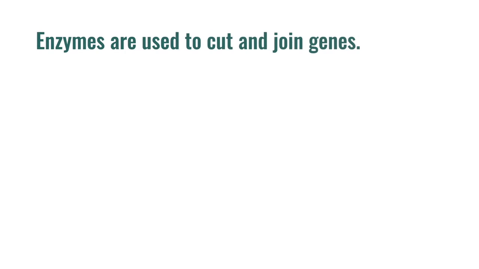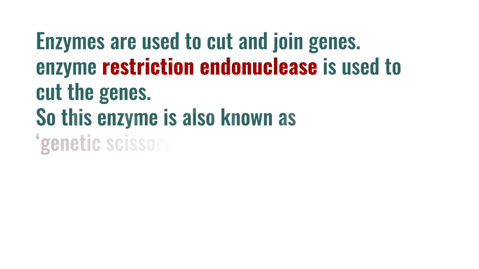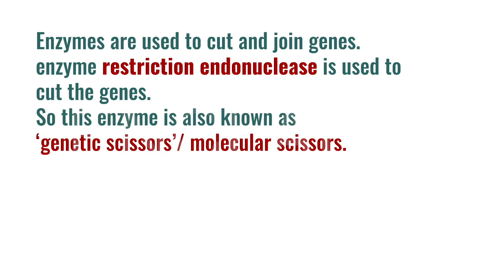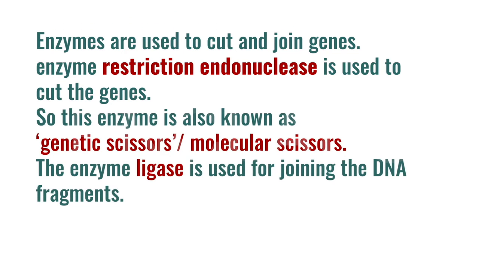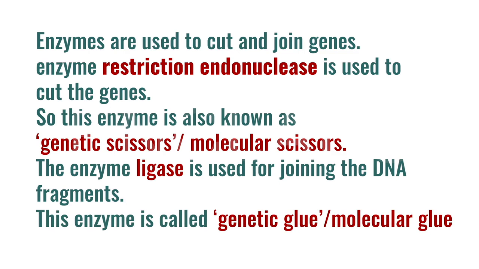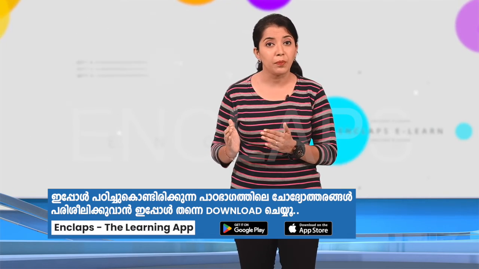Enzymes are used to cut and join genes. The main enzymes include restriction endonuclease, which is used to cut the genes. So, this enzyme is called genetic scissors or molecular scissors. Now, another enzyme called ligase is used for the joining of the DNA fragments, and this enzyme is called genetic glue or molecular glue. Now, how was the insulin producing gene of humans transferred into bacteria?